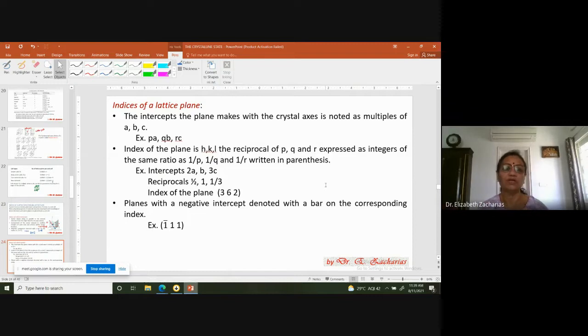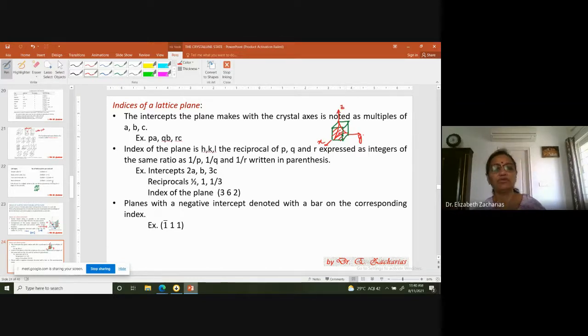Next, let us talk about indexing of a plane. For example, I have, let's say, a cell, and I may be talking about a plane like this. This may be the plane I'm talking about, or this may be the plane I'm talking about. So I need to index the plane. So what do we do? Once again, you have to show your x, y, z axis, and then you have to fix your origin.